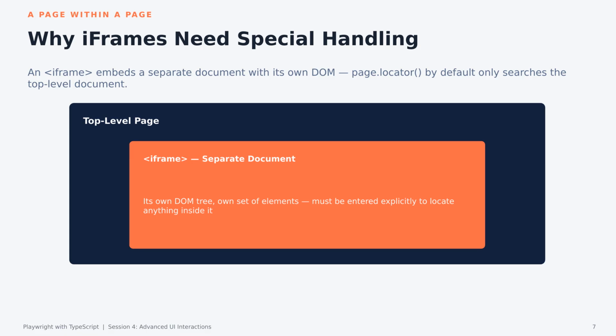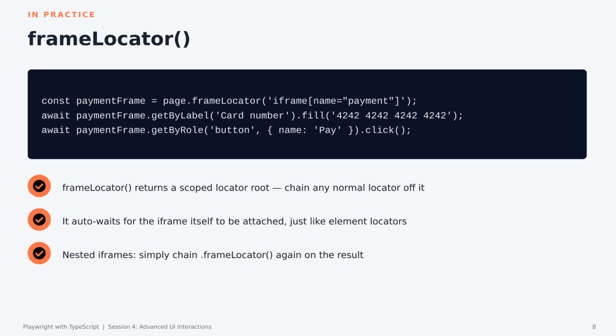Picture it as a page within a page. The top level page contains an iframe, and that iframe is its own separate document with its own set of elements that needs to be explicitly entered before you can locate anything inside it. Here's how you actually get into that iframe. const paymentFrame = page.frameLocator with a CSS selector targeting the iframe by its name attribute.